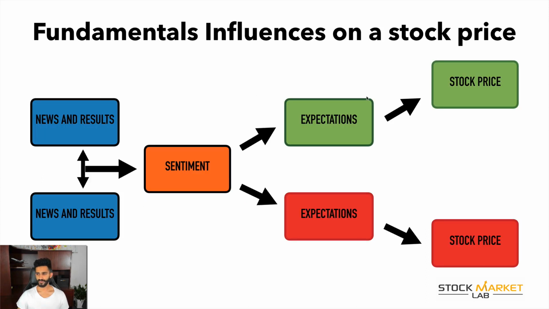So for example, let's say we have 2 points here. We have news and results. In this situation, news and results could be good. Here, news and results could be bad. Once news and results hit, there's sentiment created, right? Once the sentiment comes out, it gives us expectations, or it gives us an idea of what the stock will most likely do. Those expectations go out, and depending on the reaction of the stock price, the stock either goes up or the stock goes down.